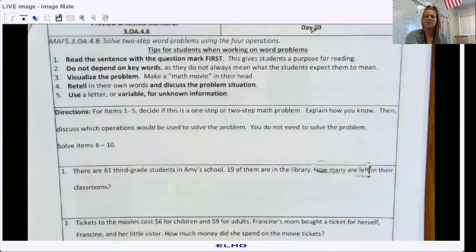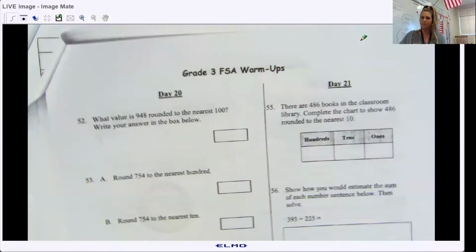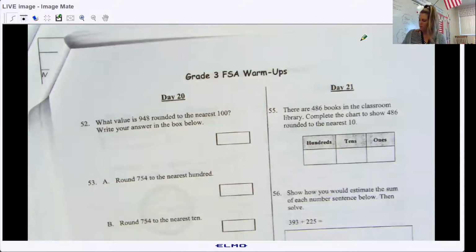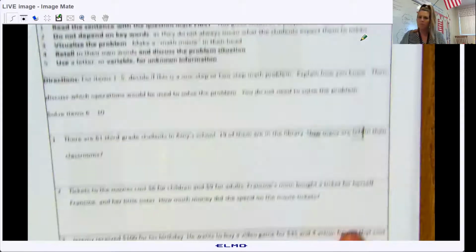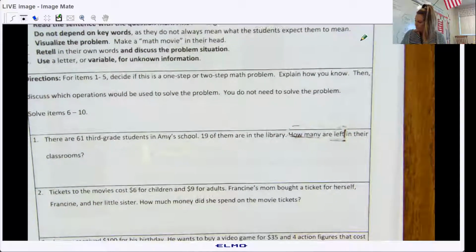Happy Friday, Math Ninjas. We are on day 20 of our preview review standards, and then you will be doing day 20 of the FSA warm-ups on your own, okay? Remember, you will have discussion posts today. I will let you know what those are once we get to them.